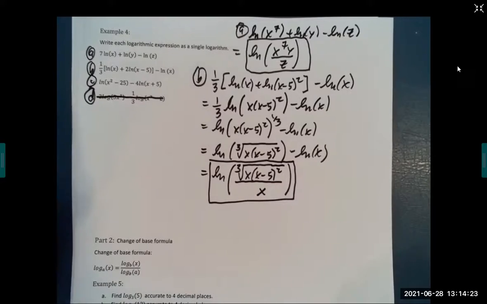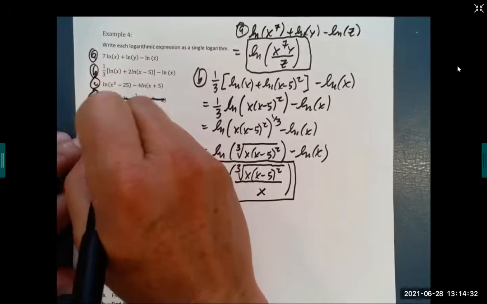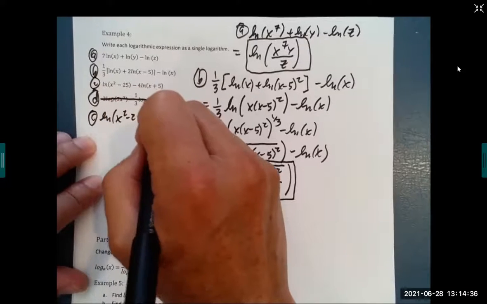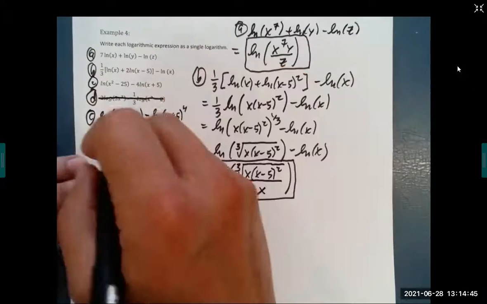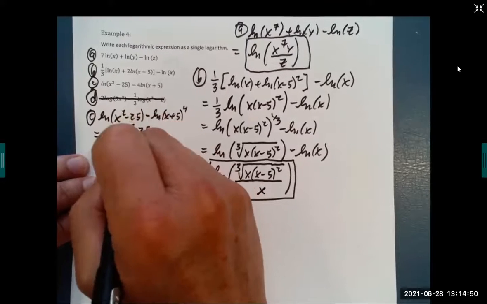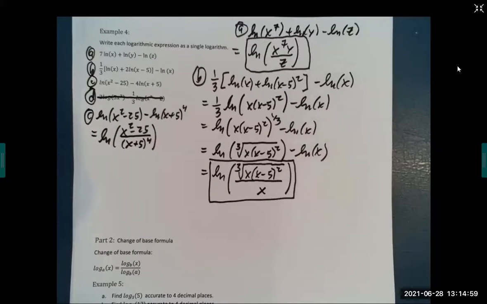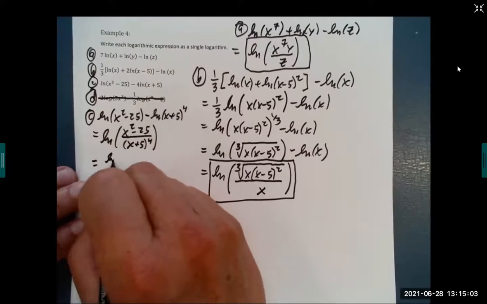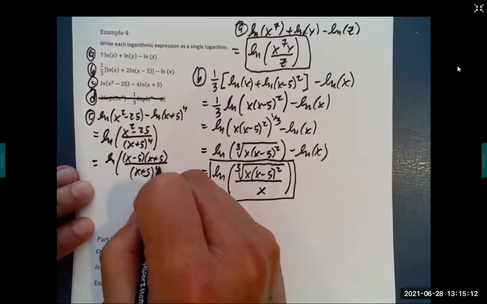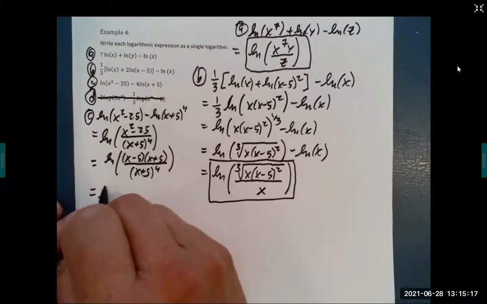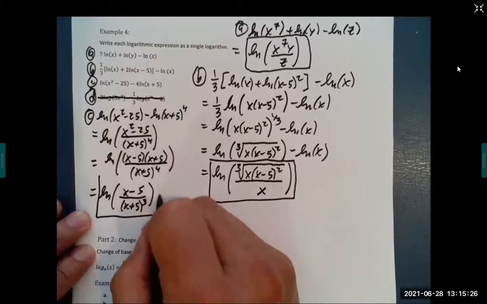All right, part C won't be as dramatic as that one. What I'm going to do is bring that exponent up. And because it's subtract, I'm going to make that division. And I can actually even reduce that. I sure can. So this becomes ln of x minus 5, x plus 5, x plus 5 to the 4th. And one of those is going to reduce. So we'll be left with ln of x minus 5 over x plus 5 to the 3rd power. Coolness.